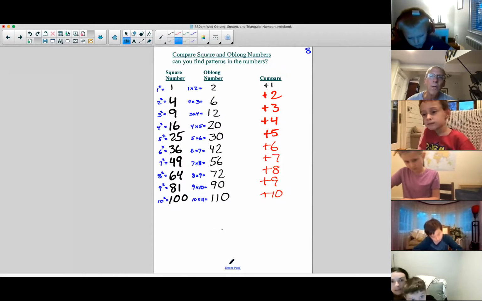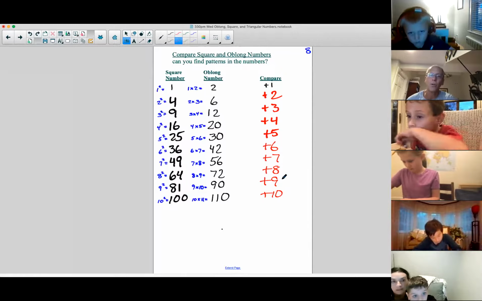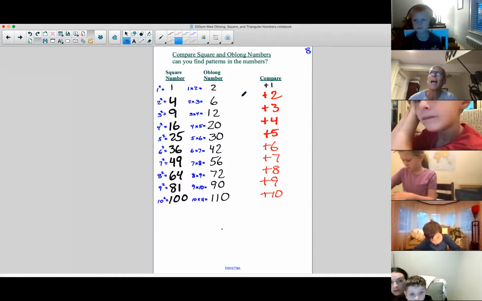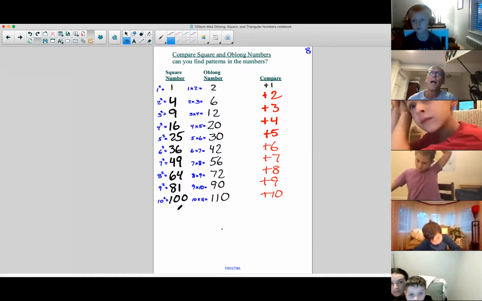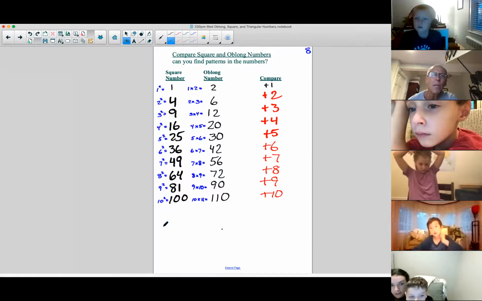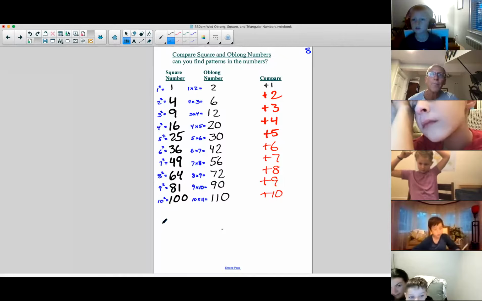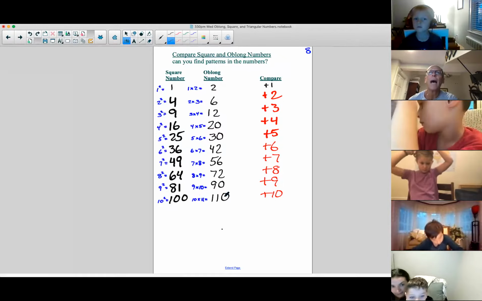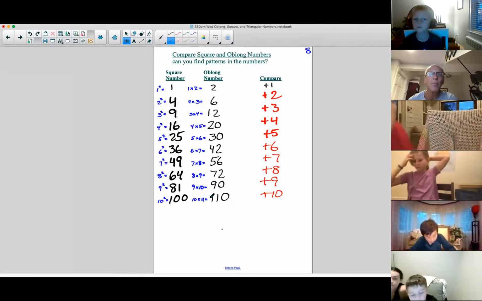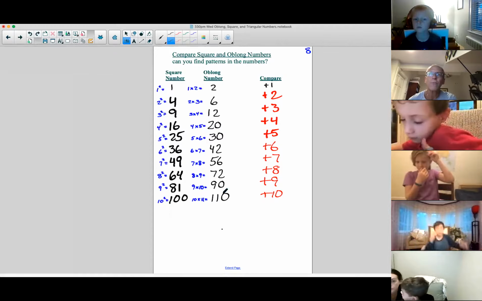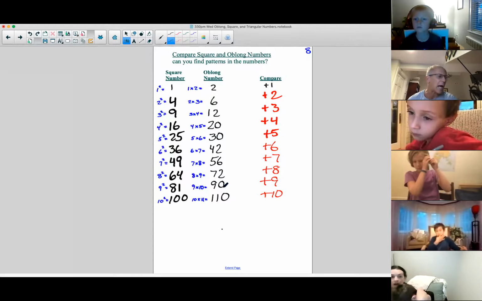And one of the really fun things that I like to do with my older students, and I don't know if you guys like to do this, but I would ask my parents and I would say, Mom and Dad, can you give me a really big square number? And then try to figure out what that next oblong number would be. And it's really, really fun to do that.